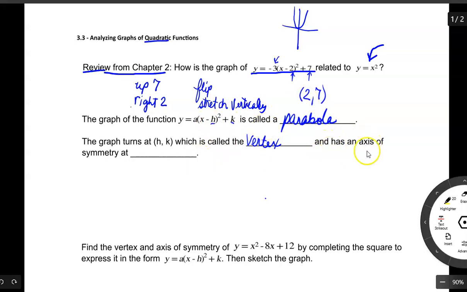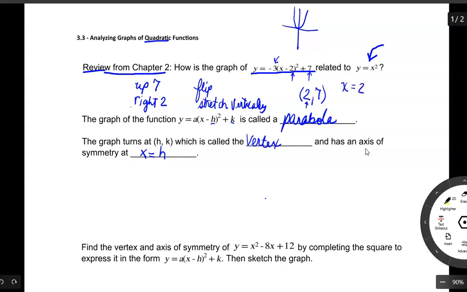We also have something that we call an axis of symmetry. We learned about symmetry a couple sections ago, where we talked about it's the line that you can fold it on. For a parabola, the axis of symmetry is always a vertical line, and it goes through the vertex. So the vertical line's equation is x equals, and since it goes through the vertex, it's going to be equal to h, whatever the x value of our vertex is. So the axis of symmetry for the sample one would be x equals 2.